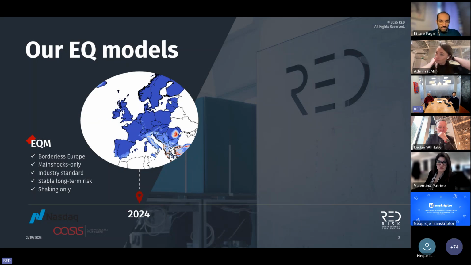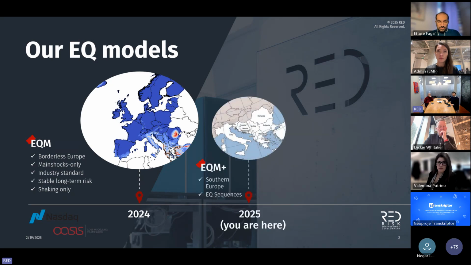Our flagship product is our earthquake model that is a borderless European model. We call it EQM. It's a mainshock-only industry standard model, able to provide a stable long-term view of risk, and it's readily implemented into the Oasis loss modeling framework using the Oasis platform to operate it and using the open data standards. And it's also deployed on NASDAQ's platforms for access. But that's not what we are here for today.